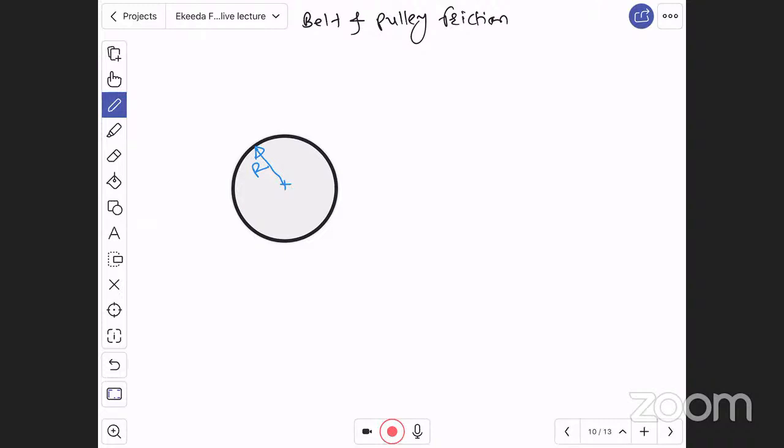Now on this pulley a band is wound, a band or a rope or a wire. Let us say I am winding the wire like this, a wire of very negligible thickness. This is a band, or we can say it is a rope, or a wire, right? This wire or band or rope is wound over the pulley.